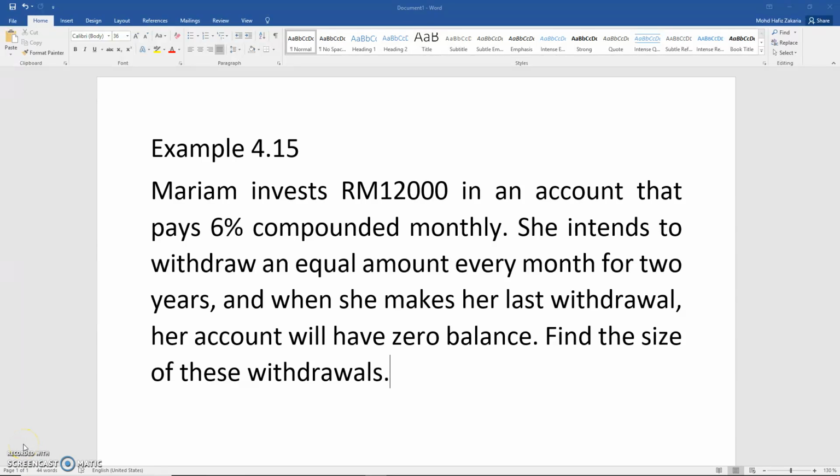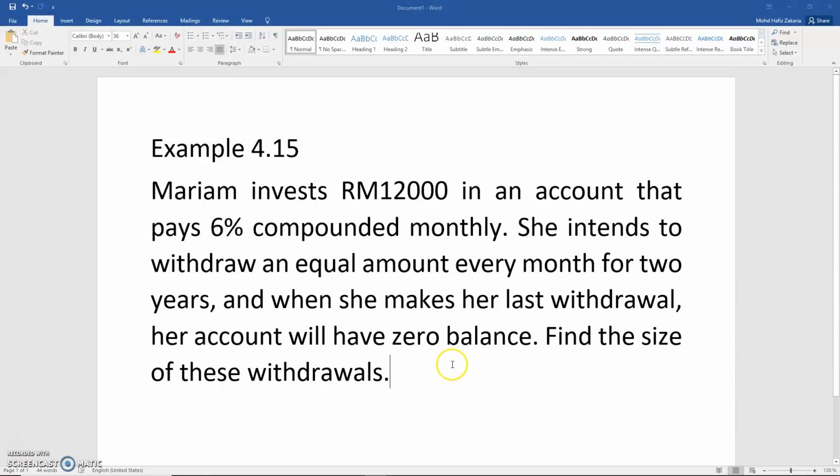Example 4.15. Mariam invests 12,000 in an account that pays 6% compounded monthly. After that, she intends to withdraw an equal amount every month for 2 years. And when she makes her last withdrawal, which is at the end of that 2 years, her account will have zero balance. Find the size of these withdrawals.